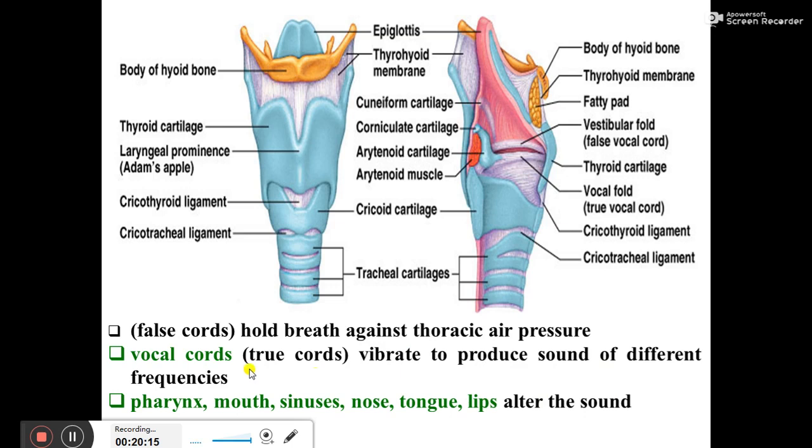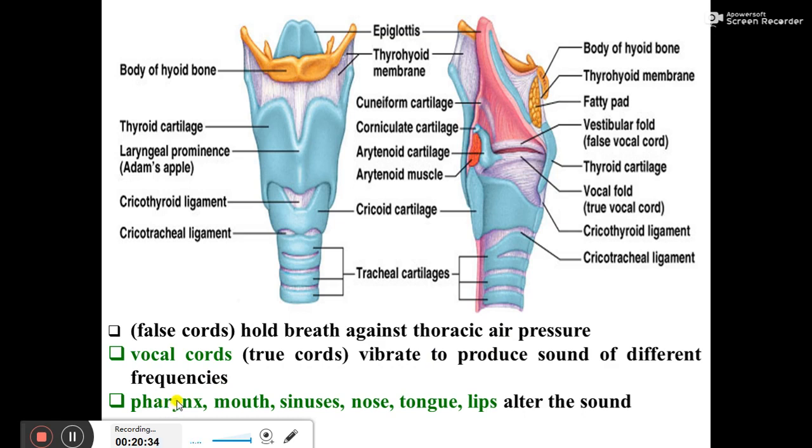So these are the true vocal cords, and by holding the breath, creating the air pressure and the vibrations, the production of sound takes place. Depending upon the vibrations and the air pressure, different frequencies of sound are produced. What are the other parts doing here?